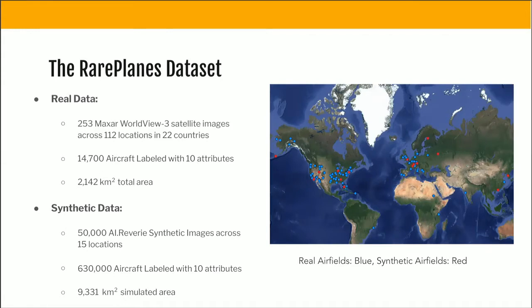So the RarePlanes data set is expansive. It covers a very broad area. If you look at this image on the right, we can see all of the locations in blue for the real data and the synthetic locations in red. Overall, we have 253 Maxar Worldview 3 satellite scenes across 112 locations, 22 countries in total. About 14,700 aircraft here and over 2,000 square kilometers of labeled area. The synthetic data created by AI.Reverie and their unique platform features over 50,000 images and 630,000 aircraft with a simulated total area of about 9,000 square kilometers. So very expansive.